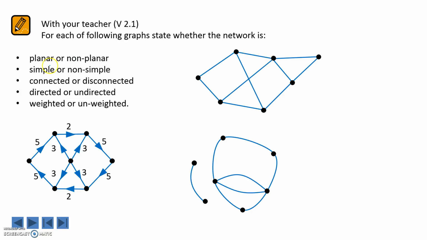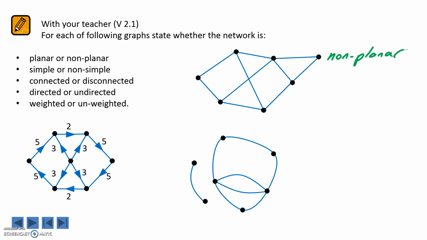Is it planar or non-planar? So if you remember, planar means that there's no crossing over. So if we have a look here, between 2 points, we can see that there is crossing over, so that becomes non-planar.